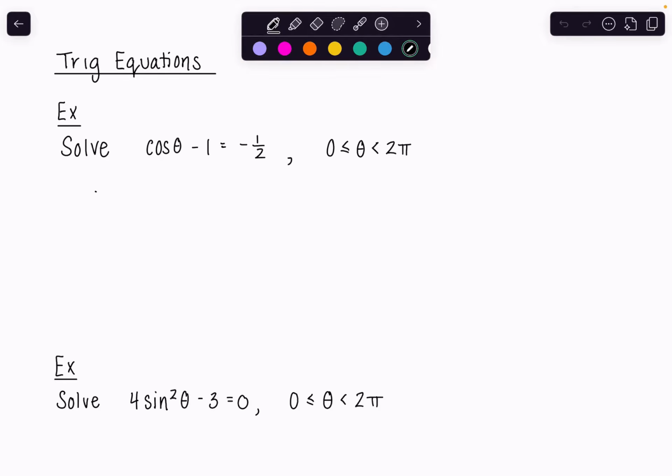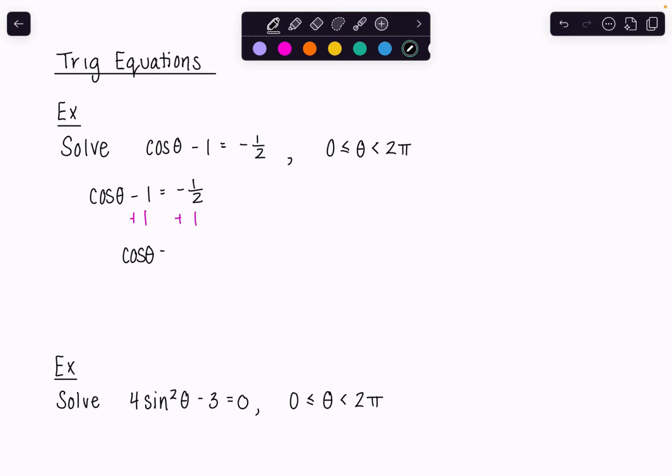We're going to solve cosine of theta minus 1 equals negative 1/2. And our theta is going to be between 0 and 2 pi. It can equal 0, but not 2 pi. So this restricts it to just once around the unit circle. So this one, if I have just a single trig value, I likely want to get it to just be what does cosine of the angle have to equal.